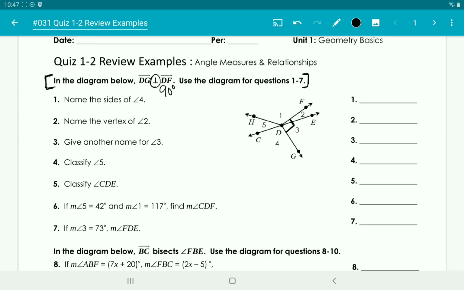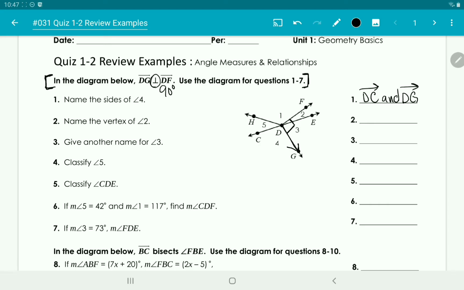Number 1 says to name the sides of angle 4. If we look at angle 4 here, we have ray DC, so this side, ray DC. Make sure C is the end of the ray, so you have the arrow pointing outward at C. And the other side is DG, so it goes outward this way, so DG.